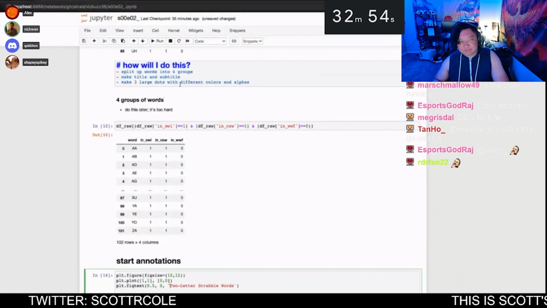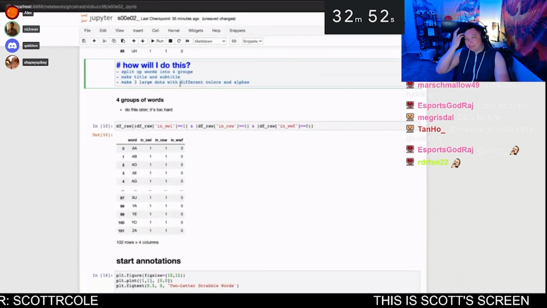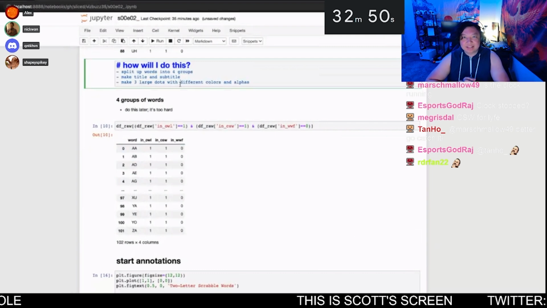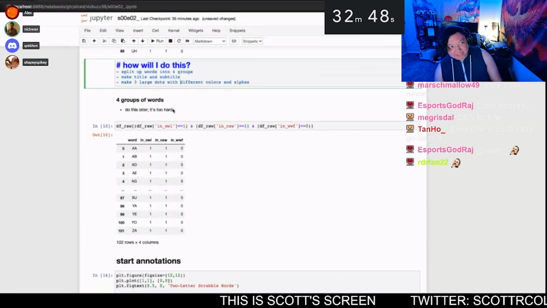Scott Cole here. How will he do this from his markdown notebook here? He's working in Jupyter. This is a local instance of Jupyter. This isn't Colab.